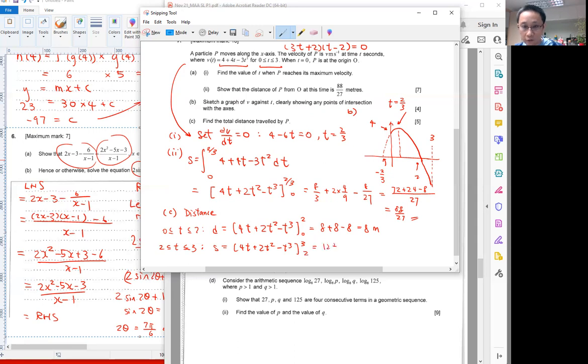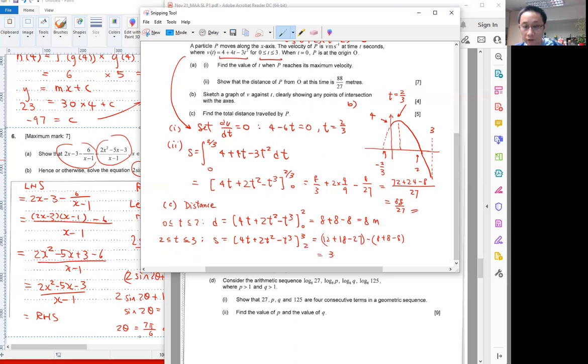So 12 plus 18 minus 27, minus 8 plus 8 minus 8. So that equals 3 minus 8, so negative 5 meters. So therefore, the total distance would be 8 plus 5.